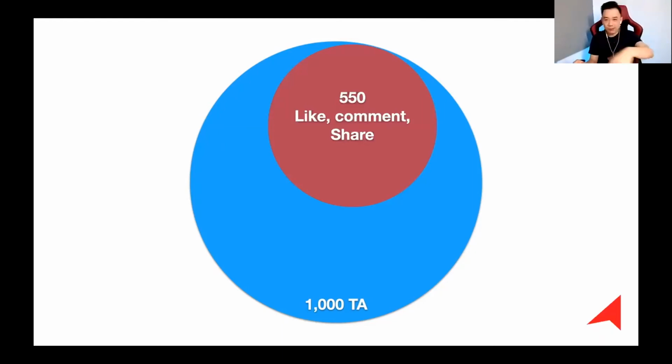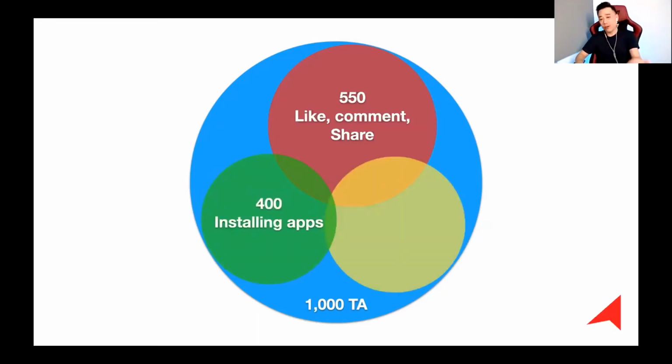Out of these 1,000, Facebook will know that there are these 500-over people who like to like, comment, and share. Then there will be another 400 over here who like to install apps. And we have another group over here who like to click on links. So how does this affect the effectiveness of advertising? The moment you choose the wrong objective, for example, you're trying to get people to talk to you on Messenger because you built a bot, but you click the boost button, this is going to be the start of the entire wrong process.